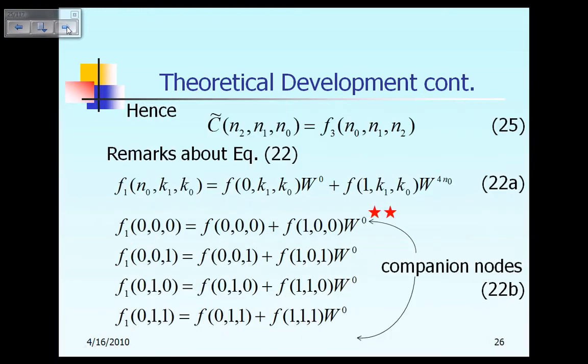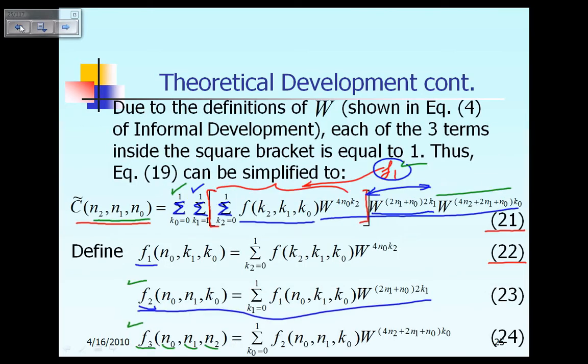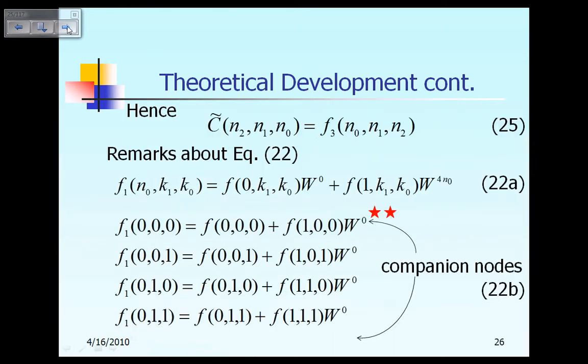Okay? So as I told you, after you calculate the intermediate vector f3 in terms of n0, n1, n2, that should give you the same answer as the unknown vector c tilde, except that you have to reverse the order in order to get the order as n2, n1, n0.